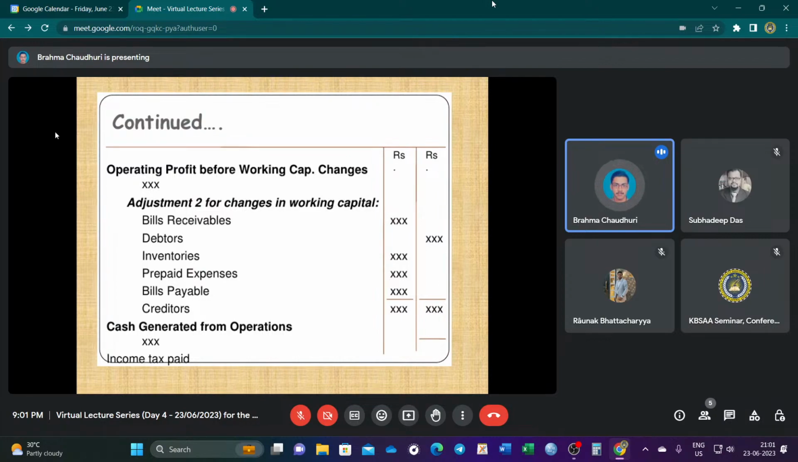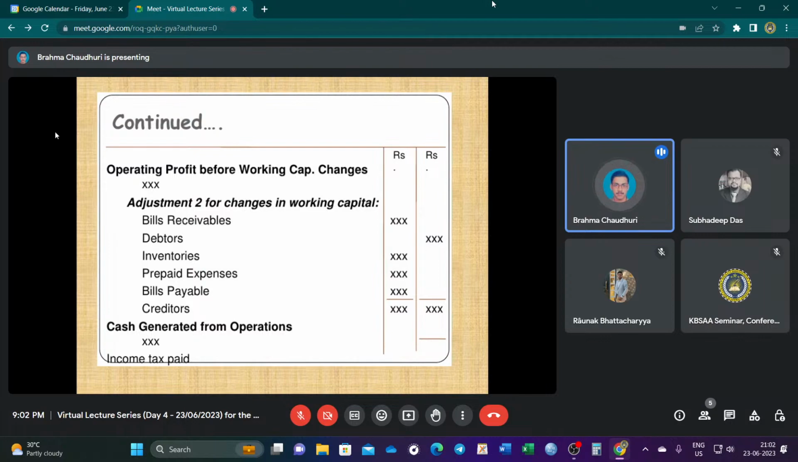Similarly, for the current liabilities also, there is a thumb rule, that is there is a direct relationship between current liabilities and the cash balance. Suppose goods have been purchased on credit, so purchase account debit to creditor account, and if we purchase the goods on cash, it will be purchase account debit to cash account. Since we are purchasing it on credit, we do not have to expend any cash. That means there is no cash outflow since the goods are being purchased on credit.